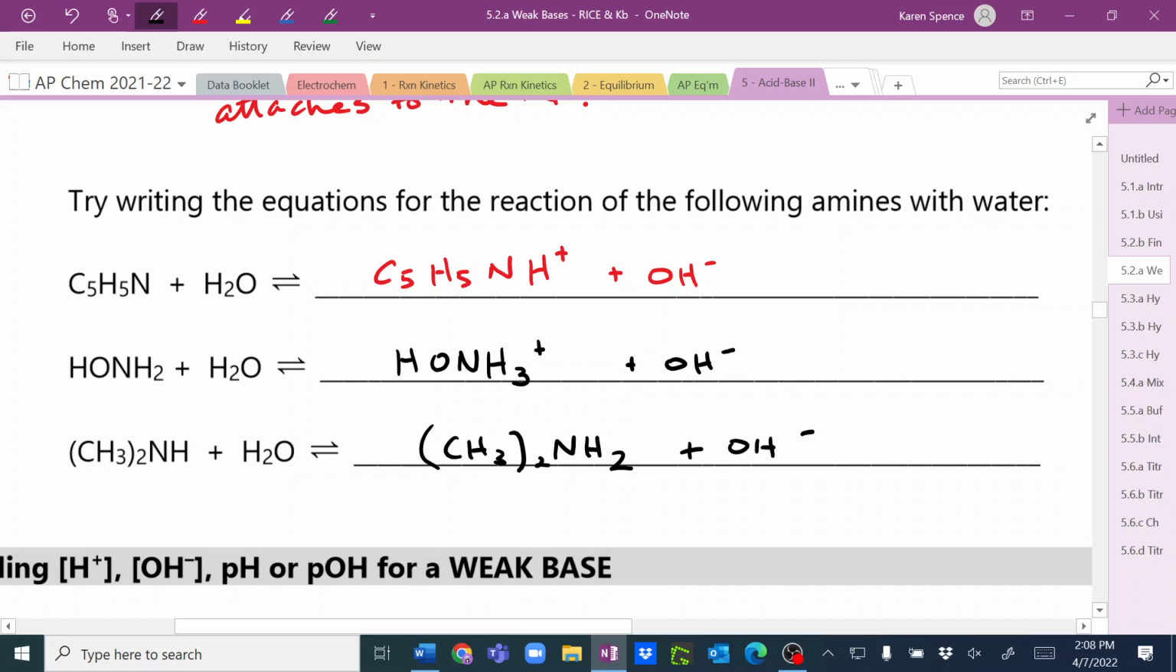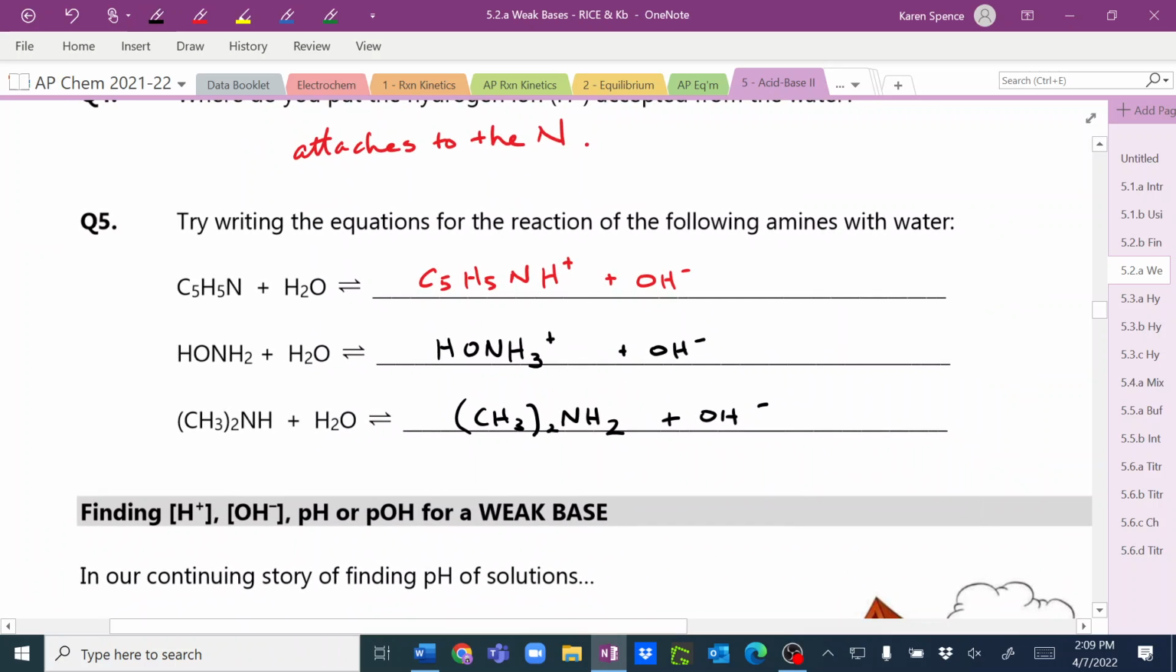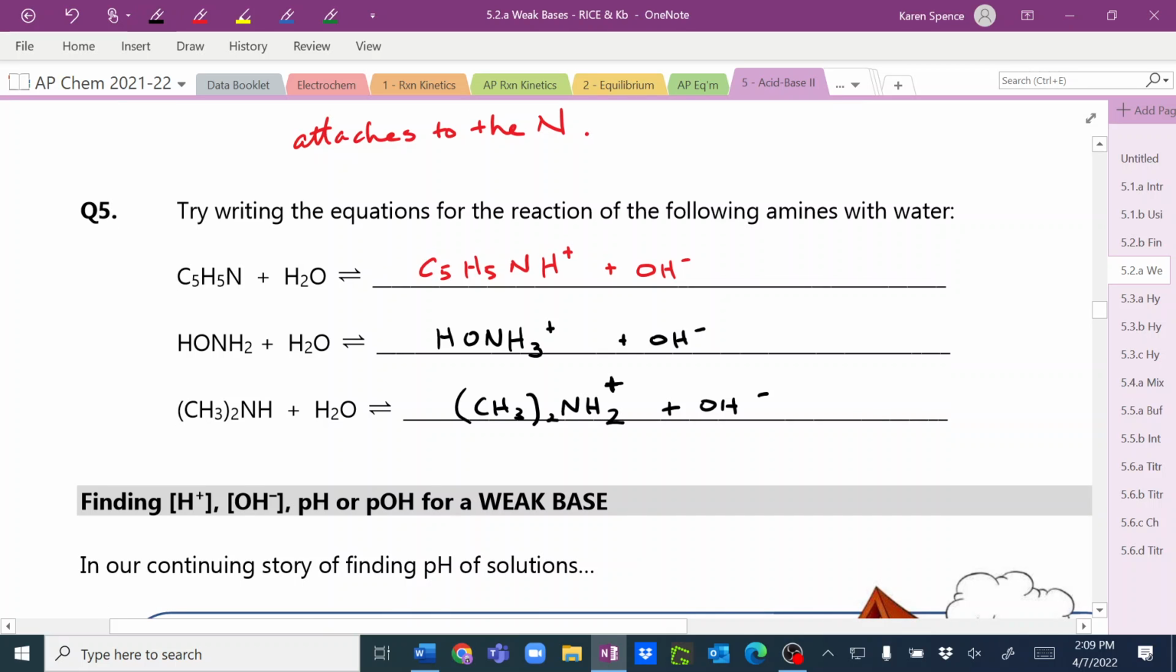Yeah, of course. Did you get what I got? Excellent. Oh, there should be a plus here. Yes, because of course we're transferring a hydrogen plus on there. Thank you, thank you, thank you.